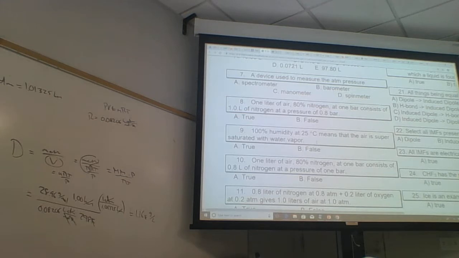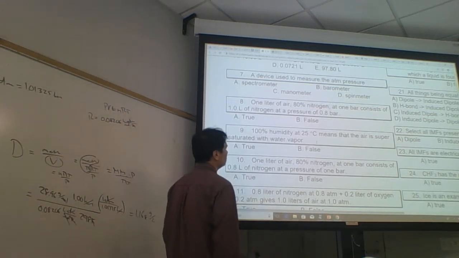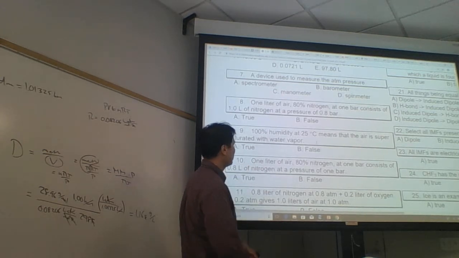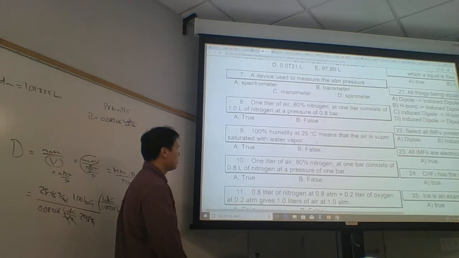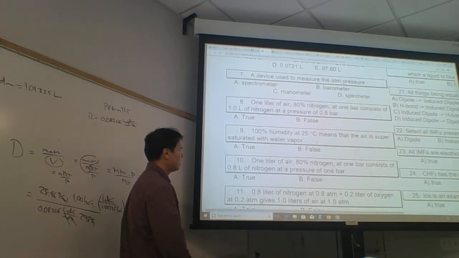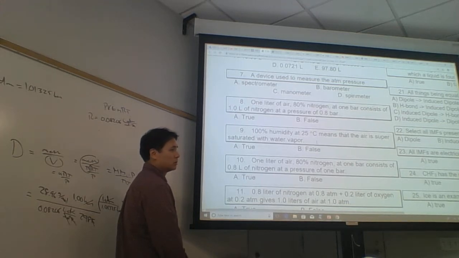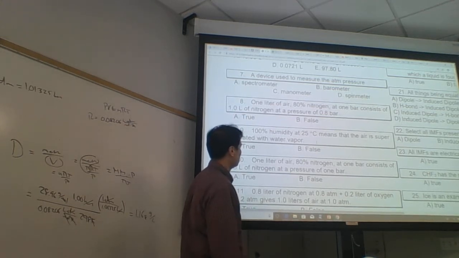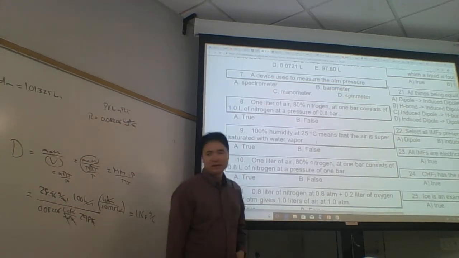Supersaturated has a specific definition in chemistry. This is not it. This would be considered saturated, not supersaturated. Supersaturated, we have to go over 100% humidity. It's unstable. 10, 1 liter of air, 80% nitrogen at 1 bar consists of 0.8 liters of nitrogen at a pressure of 1 bar. Is that true or false? That's true also. And so number 8 is an example of Dalton's law. Number 10 is an example of Avogadro's law.